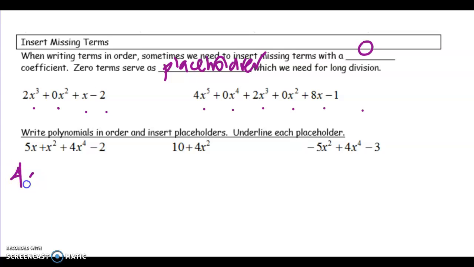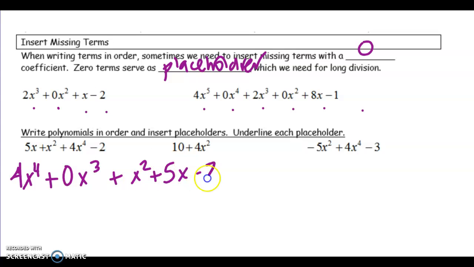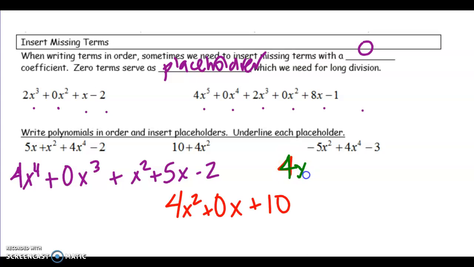So I'm going to go 4x to the fourth. I don't have a third, so I'm just going to do plus 0x to the third plus x squared plus 5x, and then it's going to be minus 2. On the next one, I'm going to do 4x squared plus 0x plus 10, and that would be x to the 0. Okay, and on the last one, it's going to be 4x to the fourth. I don't have a third, so it's plus 0x to the third minus 5x squared. I don't have an x, so we're going to have another one here, and minus 3.